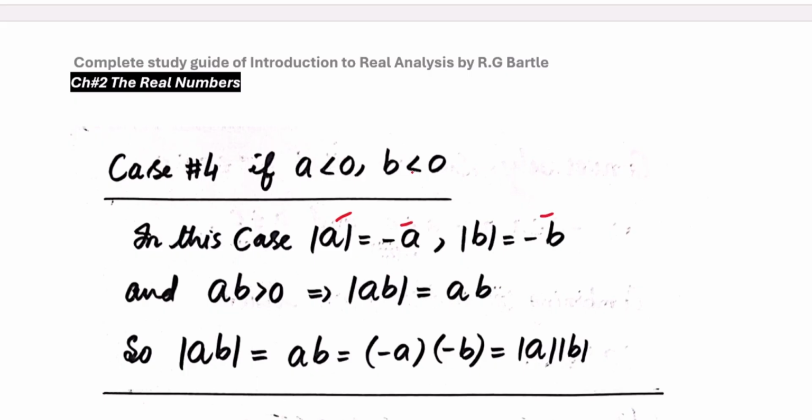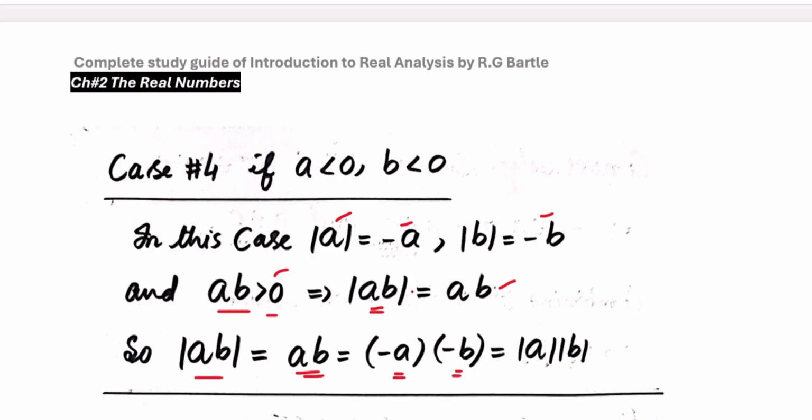As A and B both are negative, but in this case their product will be positive. So the absolute value of AB, because it is positive, is equal to positive AB. So we can write AB is equal to absolute value of AB is equal to AB. That can be written as minus A into minus B.